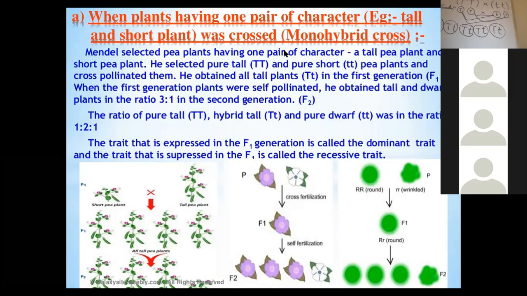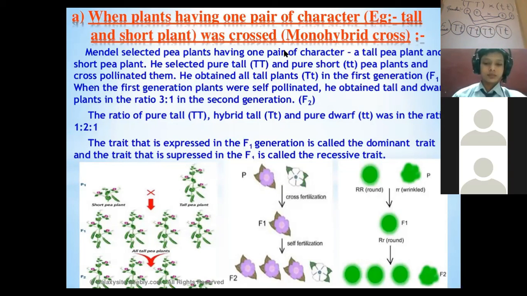I have told you that the dominating gene is always written with a capital letter, and here you can see that tallness is the factor which is the dominating gene, which will control the characteristic of an organism. All the organisms produced through this process in the F1 generation will be tall, because although they are heterozygous, still all of them will be tall.